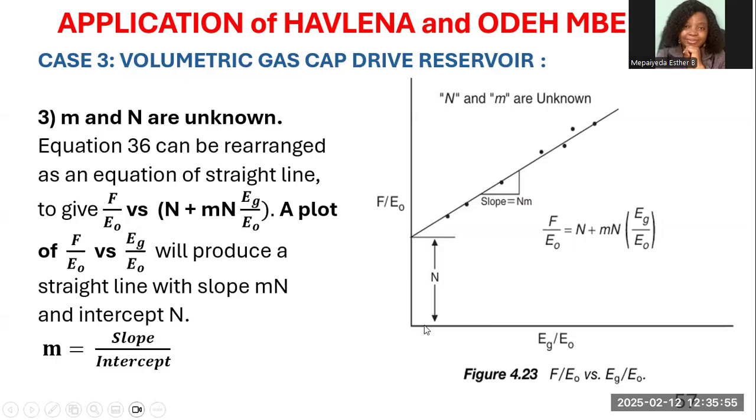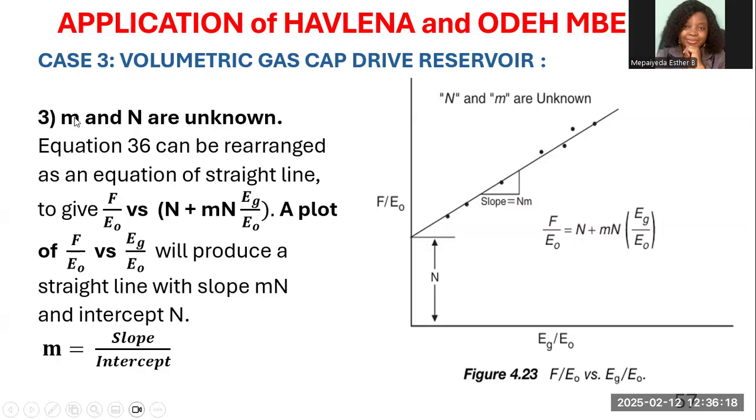now this does not go through the origin. It doesn't go through the origin for a volumetric gas cap. You have an intercept because already here you see there is an intercept. So your slope, your M, that's your gas cap size. Your gas cap size is slope over intercept.